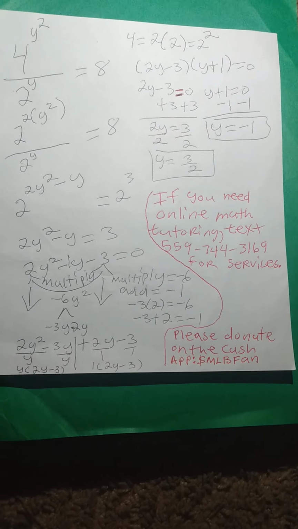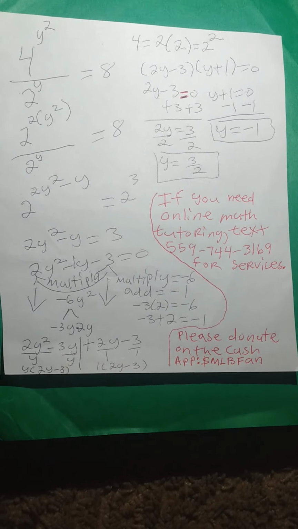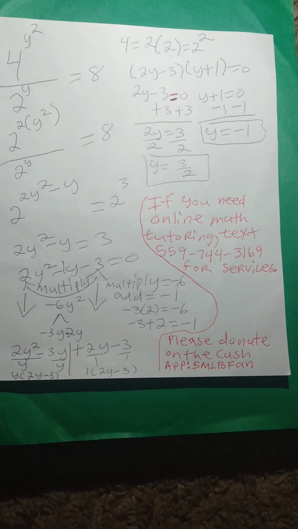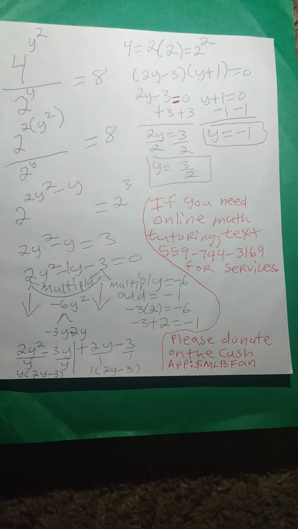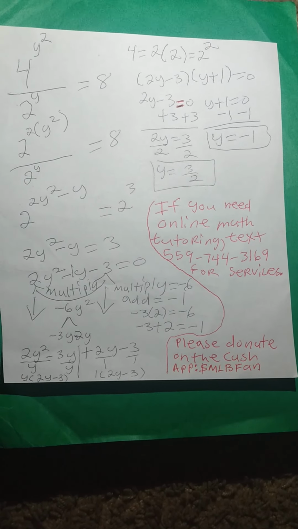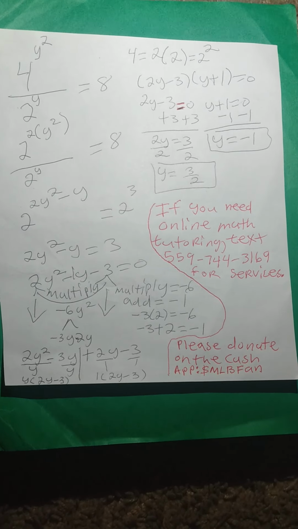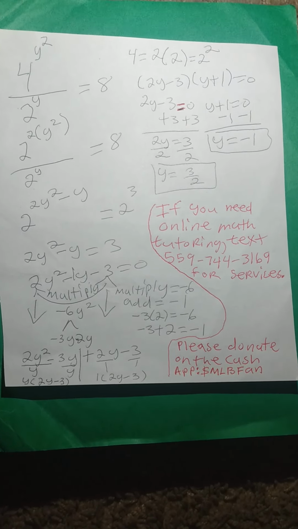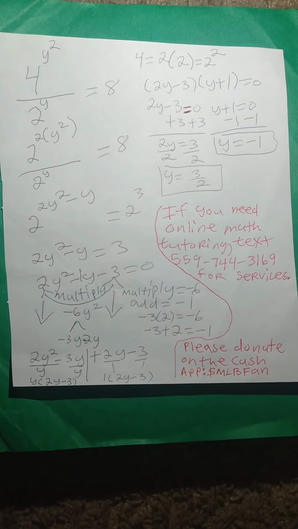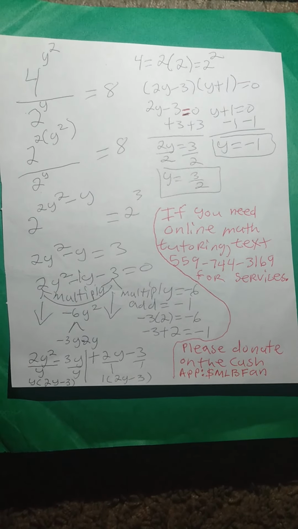As we see, 2y minus 3 is the greatest common factor, so we put that factor on the left. So it's going to be 2y minus 3 times the binomial factor on the outside, which is y plus 1, set equal to 0. So it's 2y minus 3 times y plus 1 and set equal to 0. So 2y minus 3 equals 0 and y plus 1 is equal to 0.